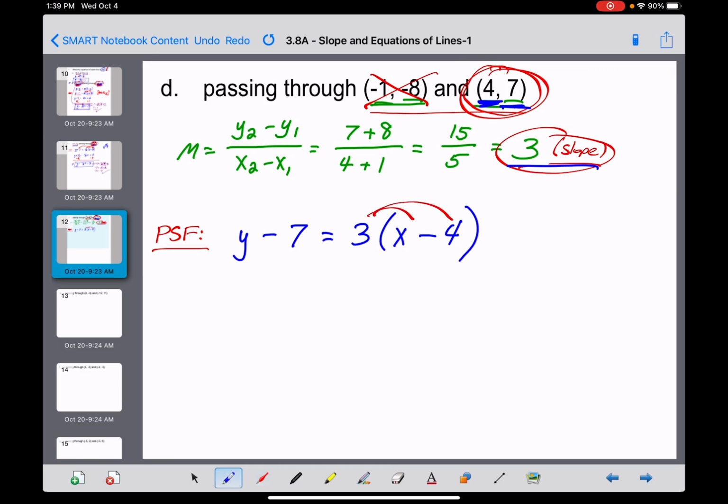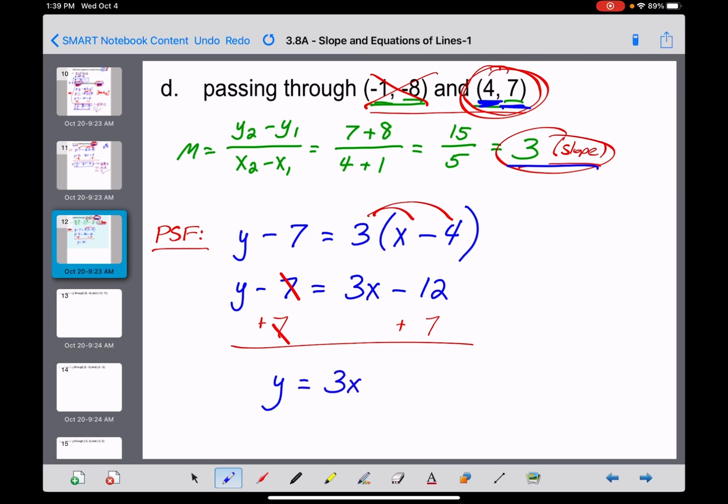Now let's solve it for y. Y minus 7 is equal to, we're going to distribute now to get 3x minus 12, and then we'll add 7 on both sides, and that should do it. We're going to get y is equal to 3x, and minus 12 plus 7 is going to get us a minus 5. So that should be our answer.